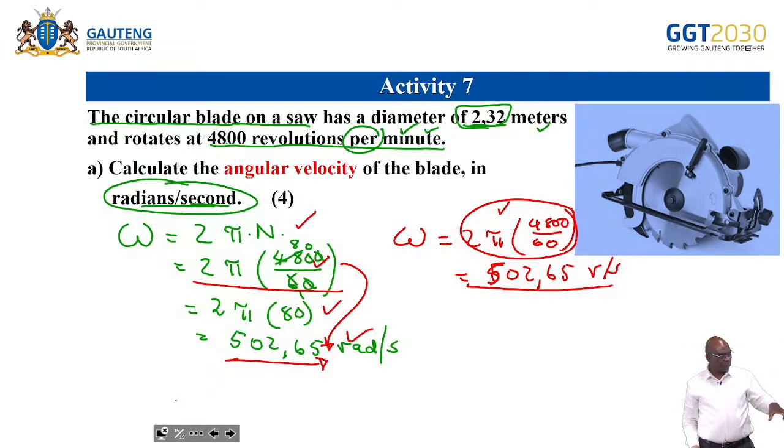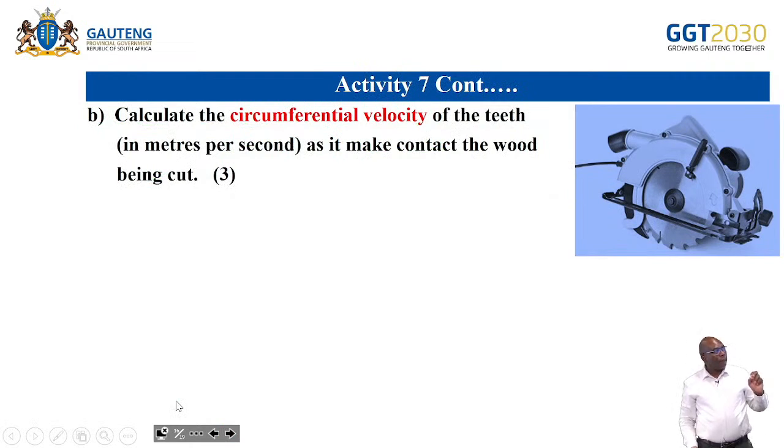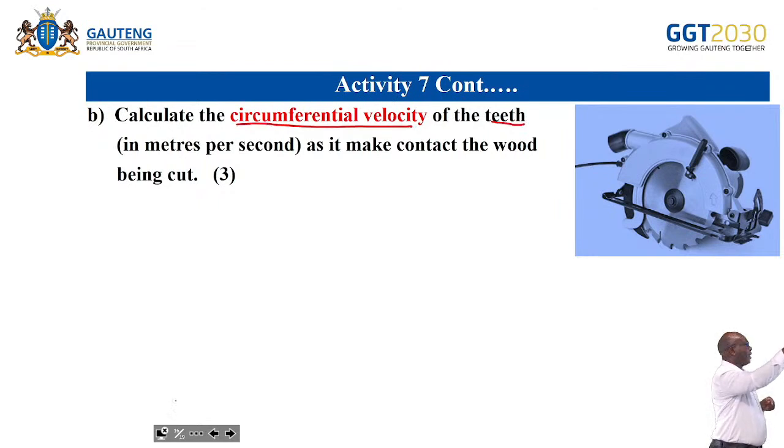In activity 7, continue with the same question. Calculate the circumferential velocity of the teeth in meters per second. You see, they will always give you what you're supposed to do. So in this case, it is meters per second.